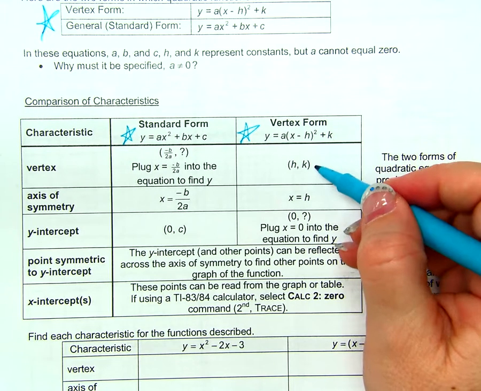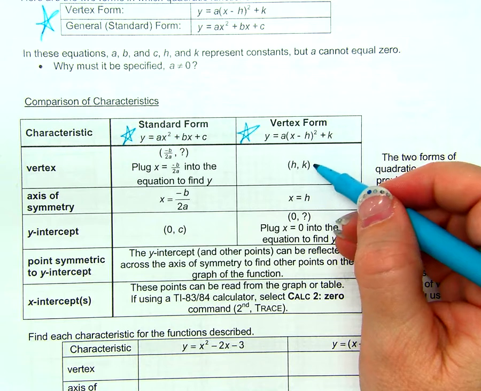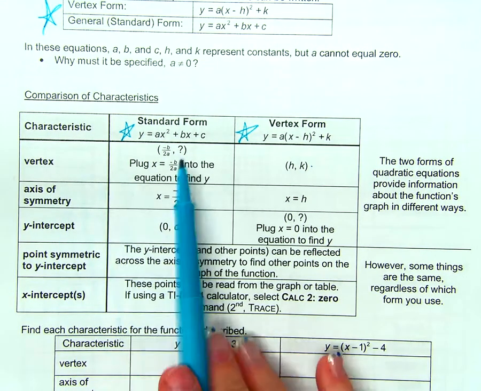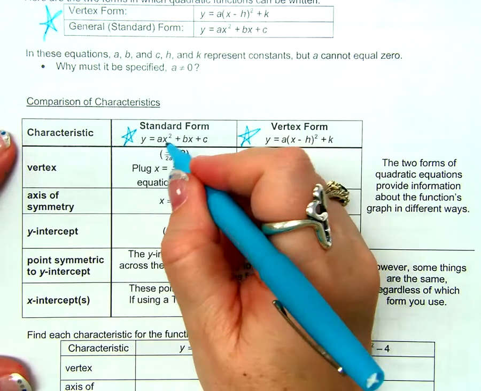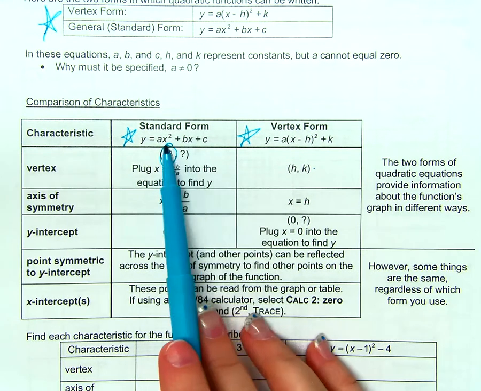Notice that the vertex is at (h, k), and if you have vertex form, look how easy it is to find the vertex. If you're trying to find the vertex of standard form, it's a little bit more involved. You have to use that formula right there, which says negative b over 2a. But all negative b over 2a gets you is the x-coordinate of the vertex.